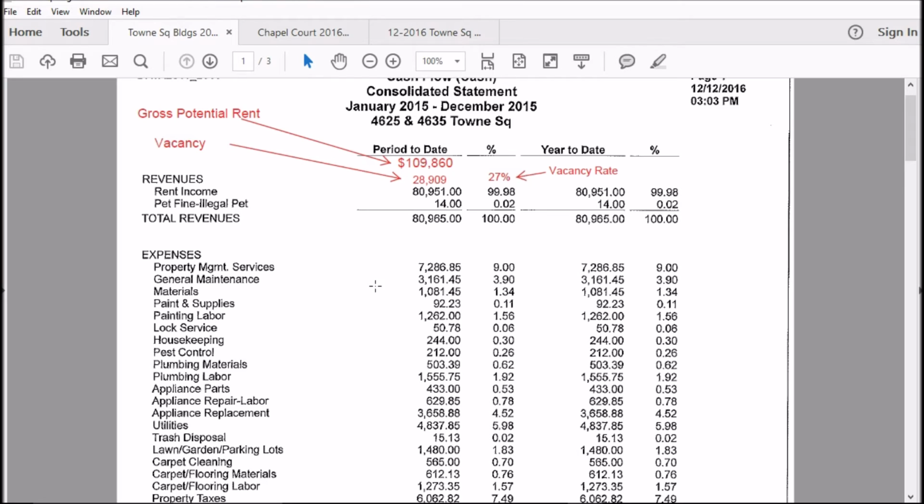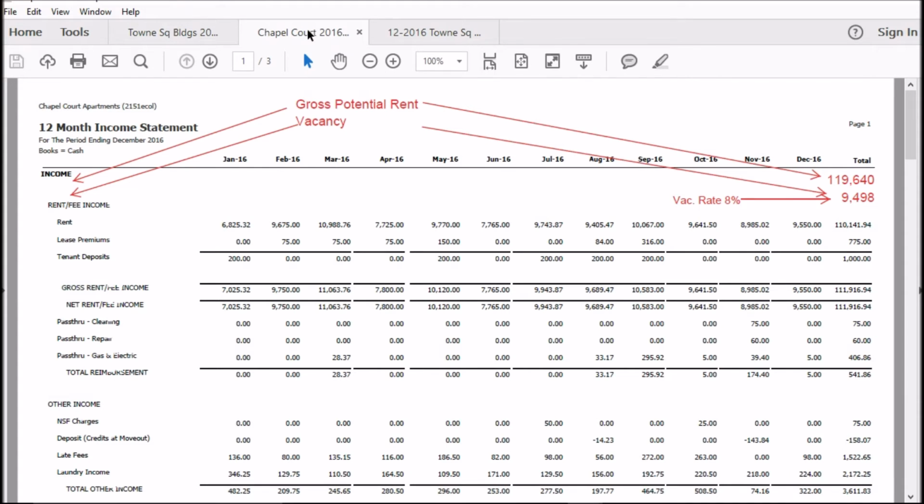So let me show you guys another P&L statement. For some of you newer investors out there who are doing your evaluations and seeing different types of P&L statements, let me show you another one for a different property. This is also a 24-unit complex, but this is a different type of P&L statement. As you can see, they have month by month numbers here. This is called a trailing 12 or a trending 12.